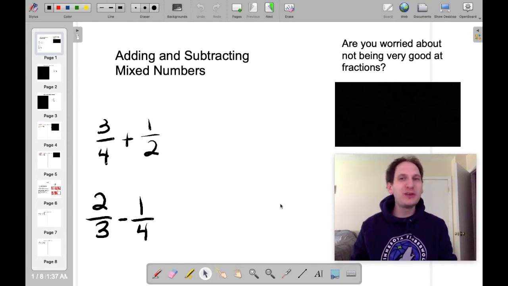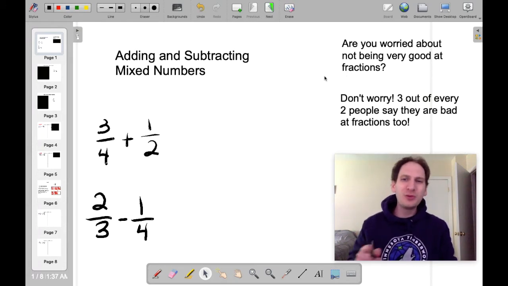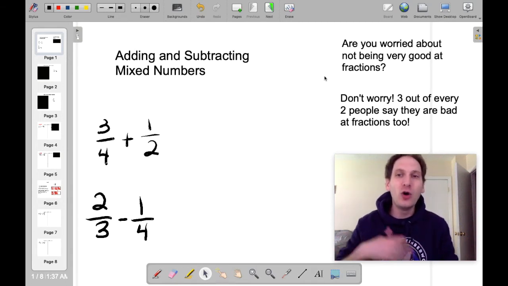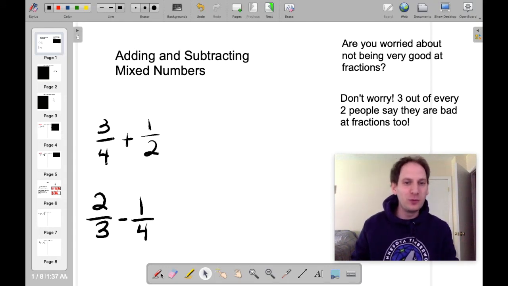I'm Mr. Schmidt and today I bring you fractions, and I know how excited all of you are about that. However, if you are one of the very few students who doesn't love fractions and you feel like you're not very good at it, don't worry, because 3 out of every 2 people say that they're bad at fractions too. Well, hopefully by the end of this video we all enjoy fractions as much as Mr. Schmidt does, but we'll at least try to get it a little bit better than it was before.